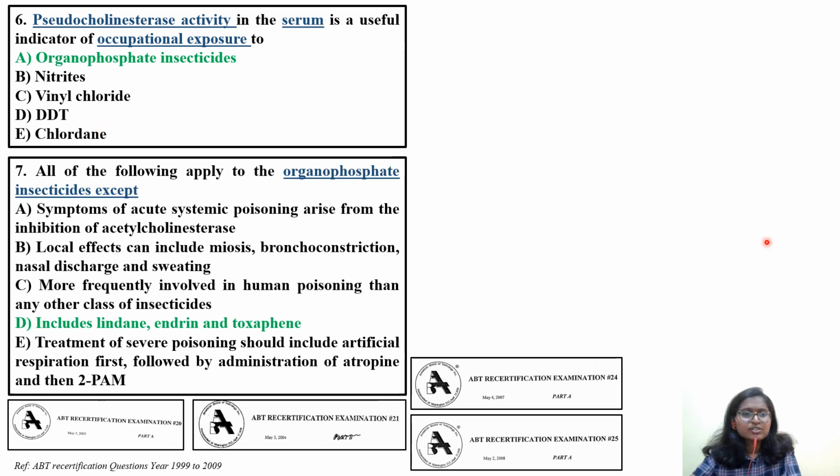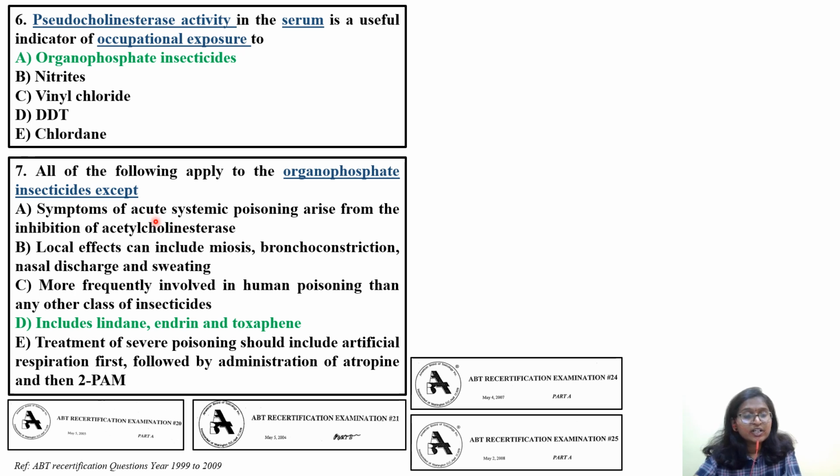Okay. Next question. Question number 7. All of the following apply to organophosphate insecticides except. So you have to see what those options are. Symptoms of acute systemic poisoning arise from inhibition of acetylcholinesterase. Acute is not the case, this is actually delayed. Local effects can include miosis, bronchoconstriction, applied. Sorry.